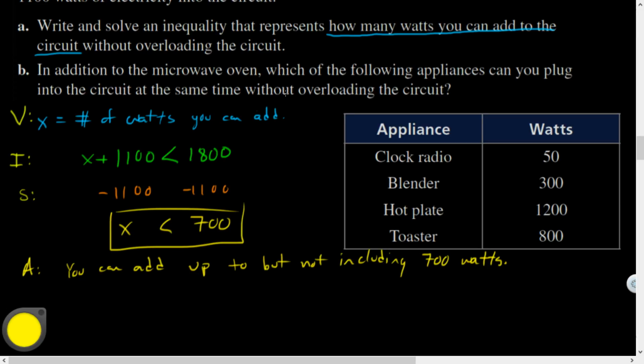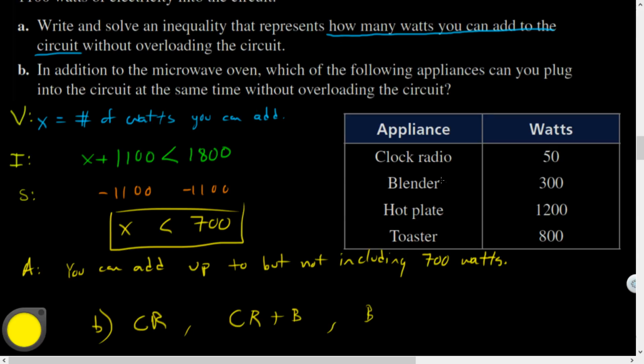All right, but then they asked this question, question B. In addition to the microwave oven, which of the following appliances can you plug in to the circuit at the same time without overloading the circuit? So for part B, okay, so clock radio is an option. You could do clock radio plus blender is what you just said, because 50 plus 300 is still less than 700. I agree. Any other options?